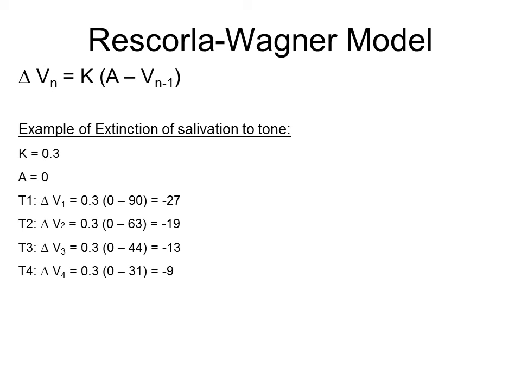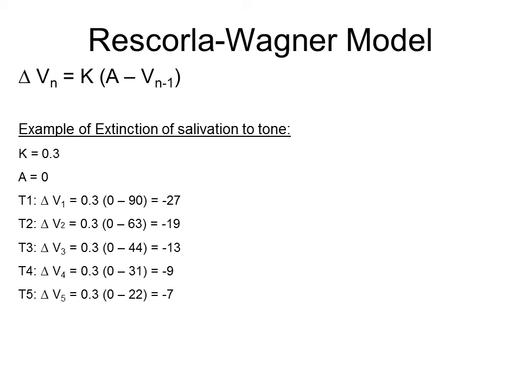On trial 4, delta V4 is equal to 0.3 times 0 minus 31. Again, the cumulative strength of conditioning. We started with 90, we lost 27, then an additional 19, a further 13, and that results in the cumulative strength up to the previous trial of 31. 0 minus 31 is negative 31 times 0.3, and that gives us a change in conditioning on this trial of minus 9. We lose 9 more associative units.